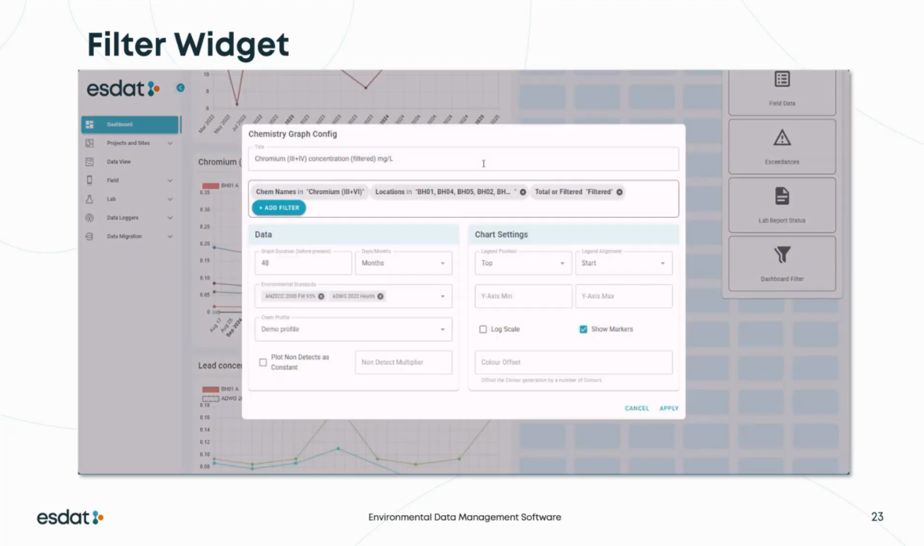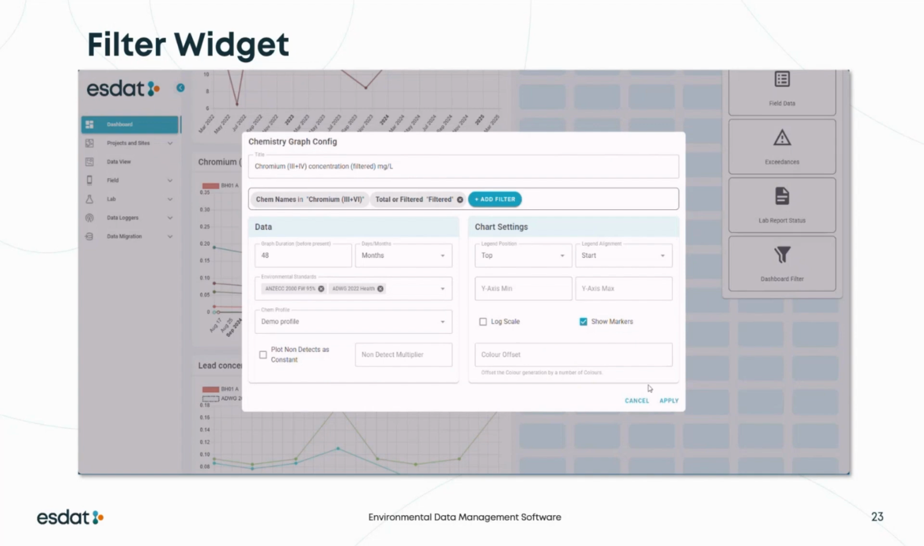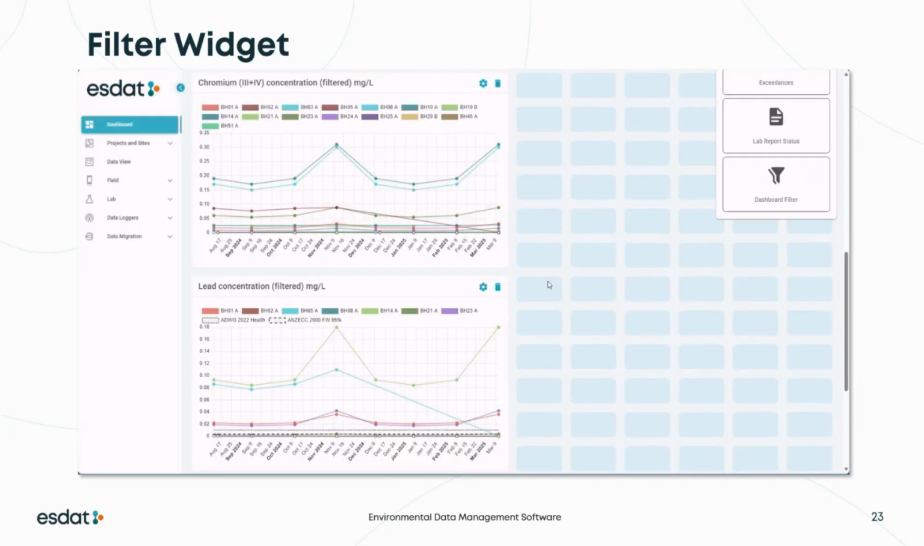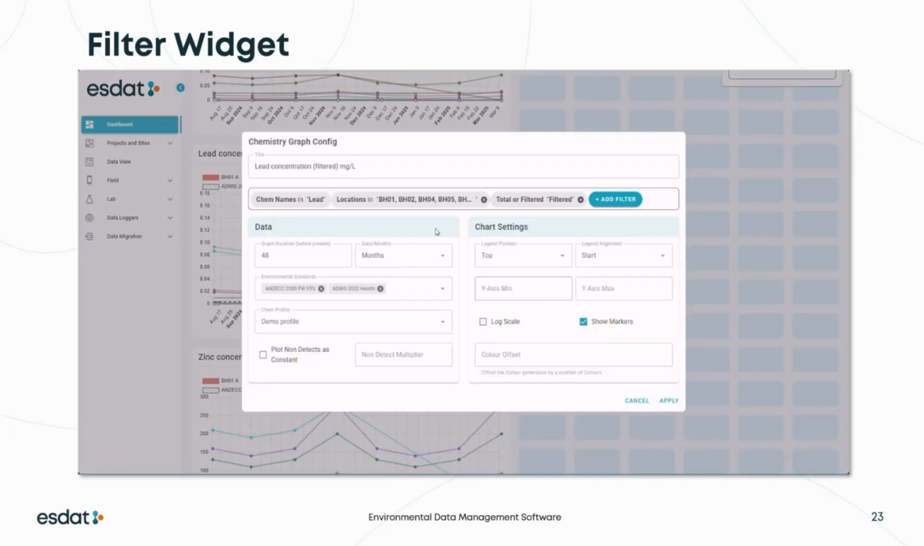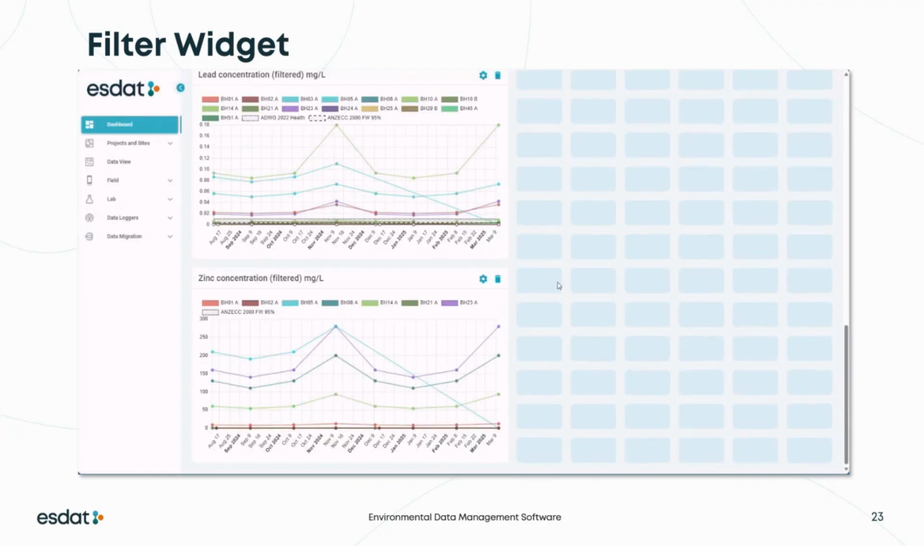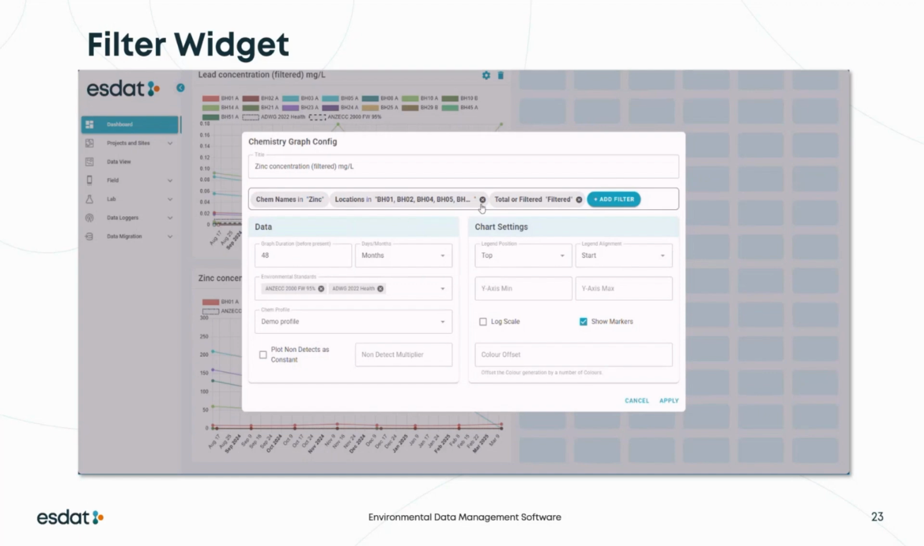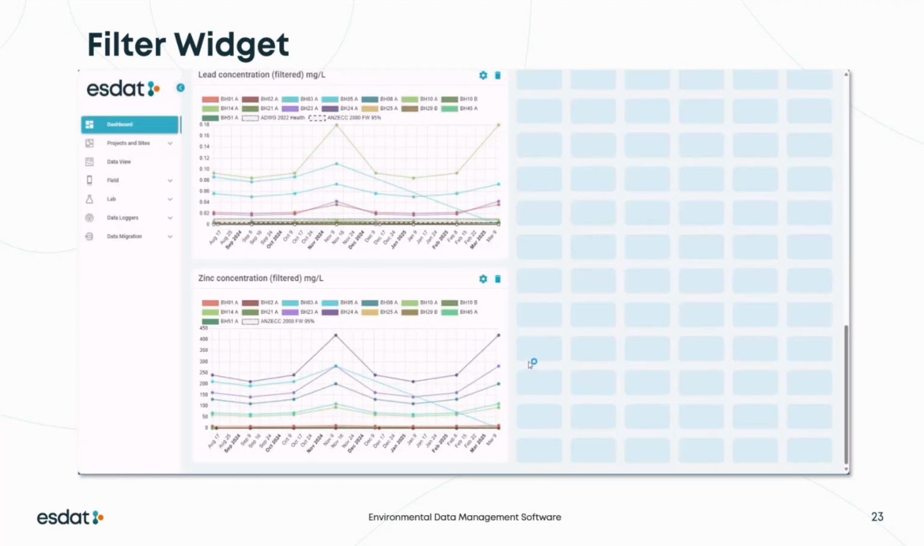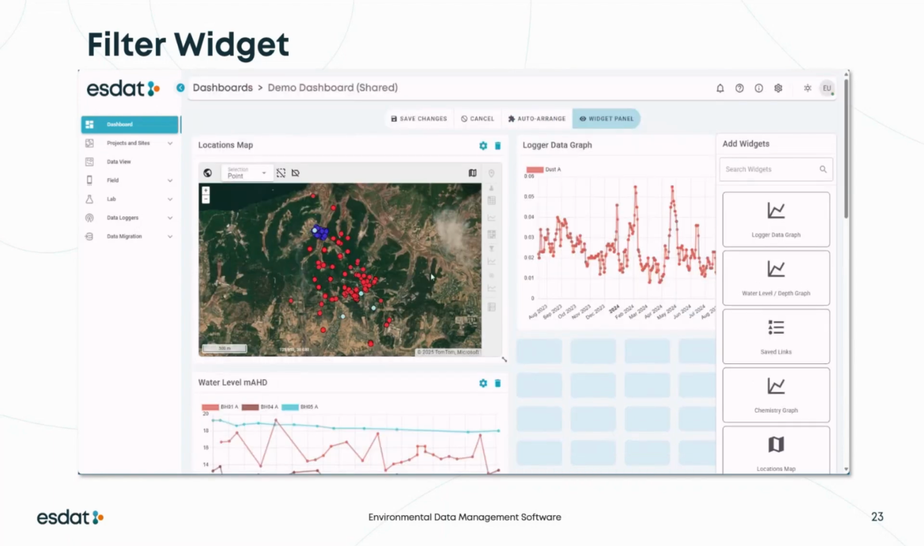I've got my chromium concentrations there. I'm getting rid of my location-based filters. So they're now displaying all of the available data. So some people like this. Some people think that it's a little bit too busy and confusing. So you'll see each one in turn, there's a fair bit of data there.